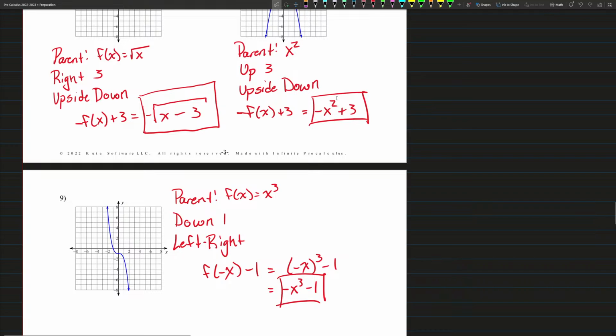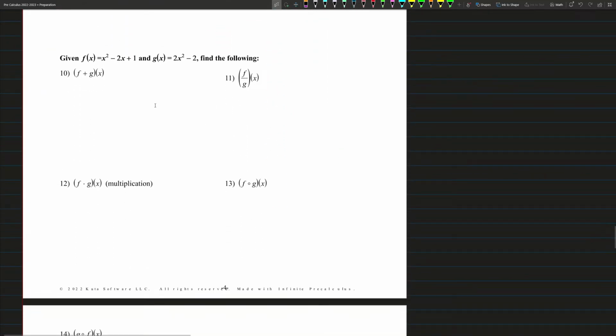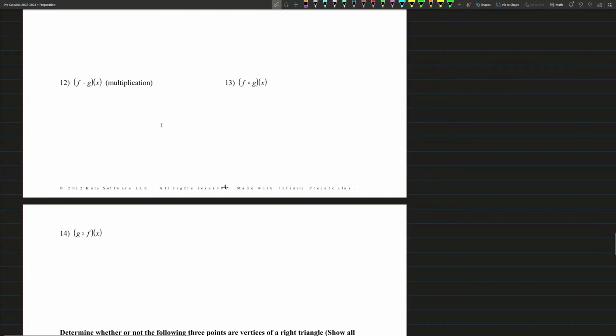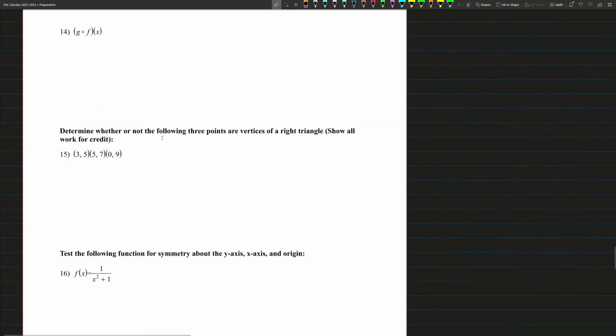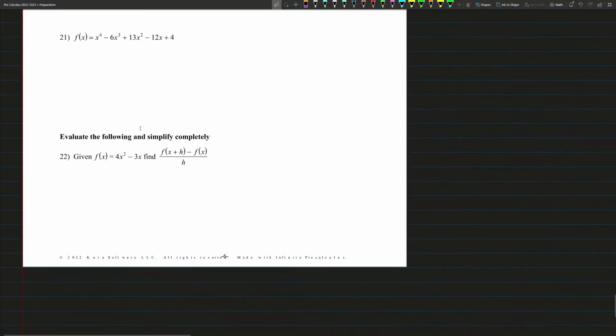Okay, on to the next couple. These are the composition functions, where we're combining two functions in different ways. On number 10, we're adding two functions together. On number 11, we are dividing two functions. Number 12, we're multiplying two functions. And numbers 13 and 14, we're composing two functions together. After that, we've got a lot more.